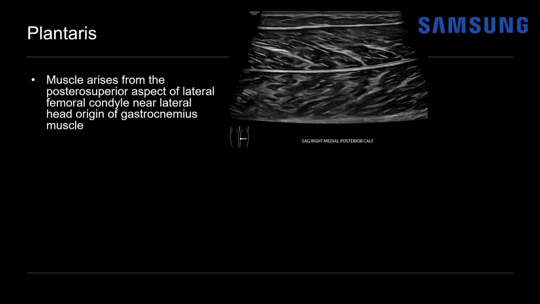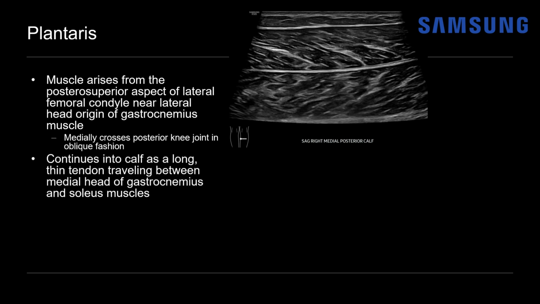So the plantaris muscle arises from the posterior-superior aspect of the lateral femoral condyle, near the region of the lateral head origin of the gastrocnemius muscle. Then the muscle belly medially crosses the posterior knee joint in oblique fashion. And that's pretty much it for the muscle belly.